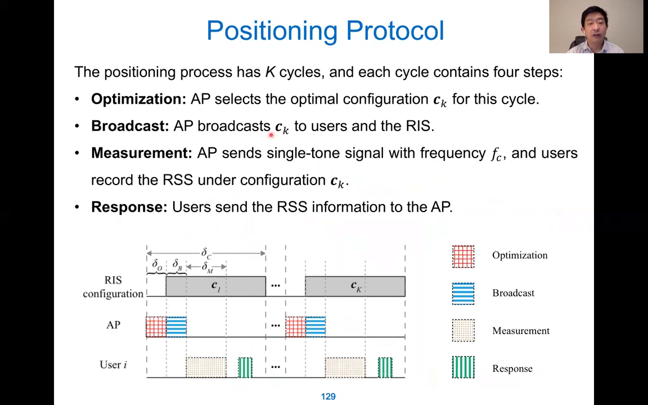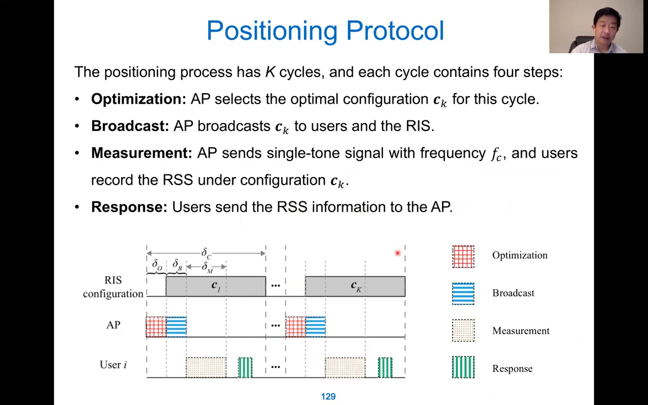Then we try to design the positioning protocol. The positioning protocol has K cycles and each cycle contains four steps. First, the AP optimizes and selects the optimal configuration for cycle k. Then we broadcast it to the user and RIS. Then in the measurement, the AP sends a single-tone frequency. The user records the RIS response under this configuration. And the user sends the RIS information to the AP. So basically this is the fourth step.